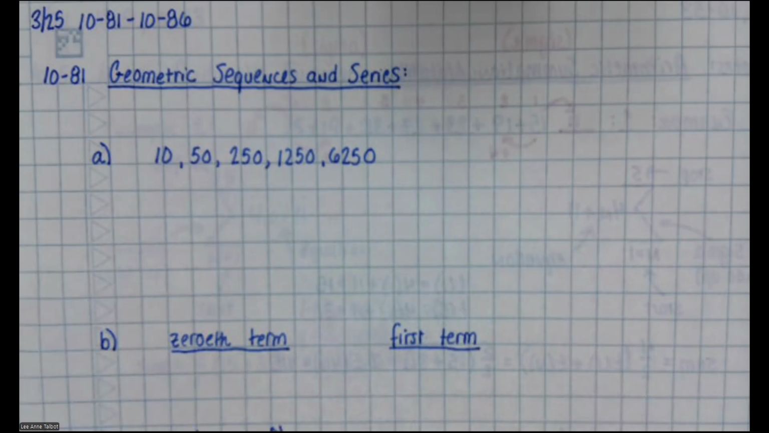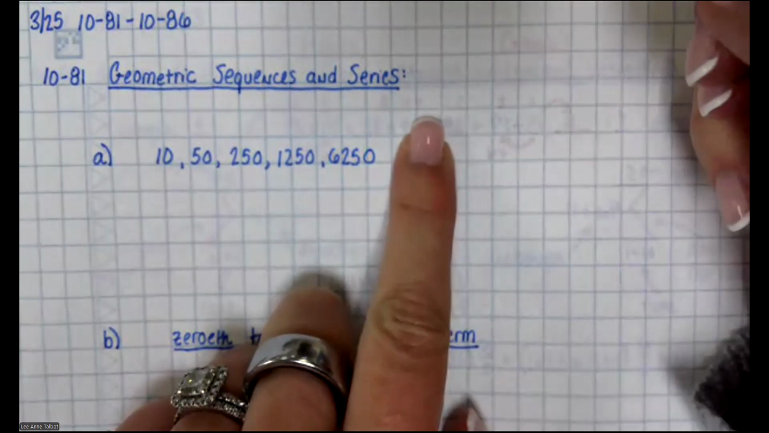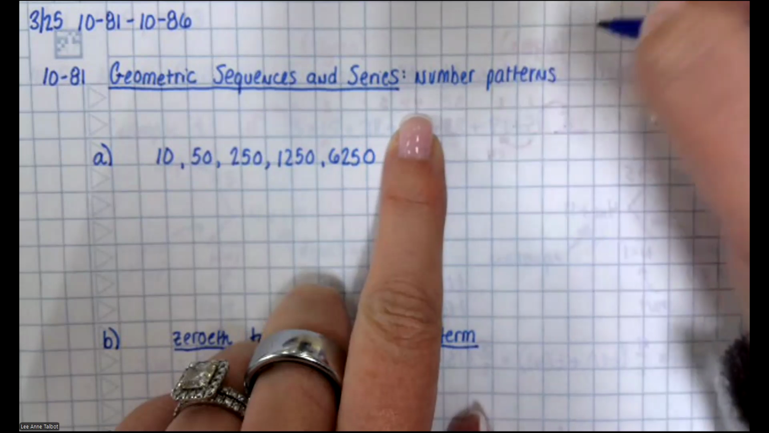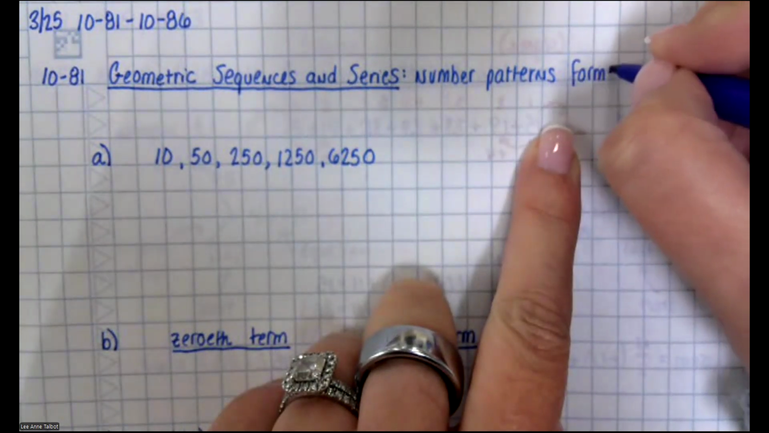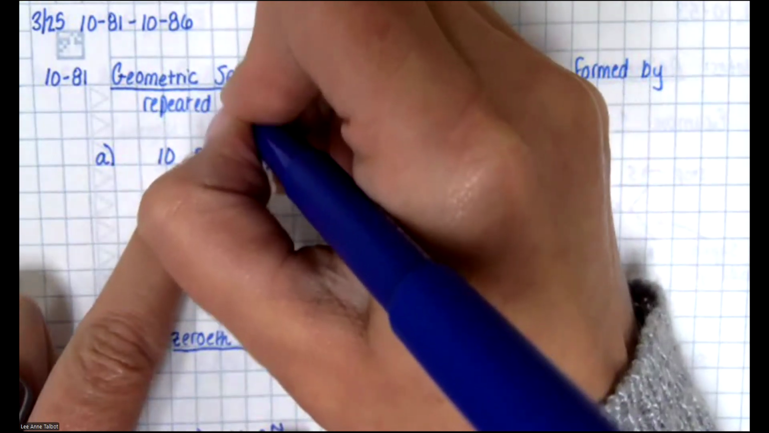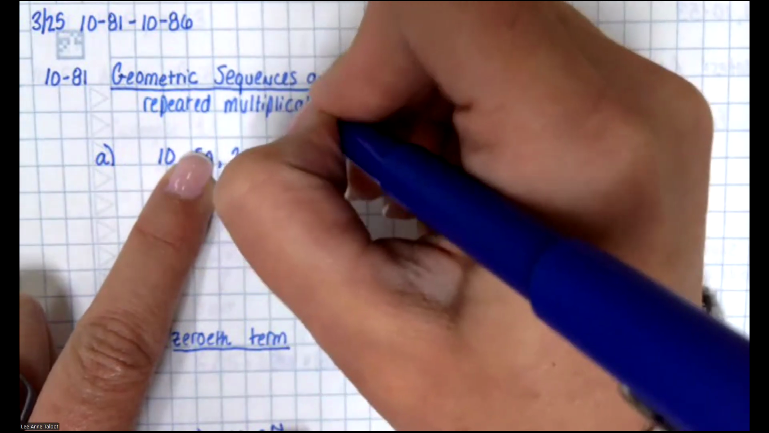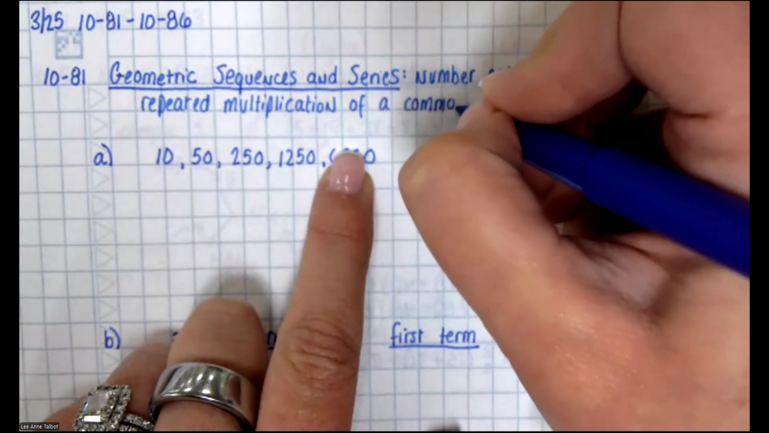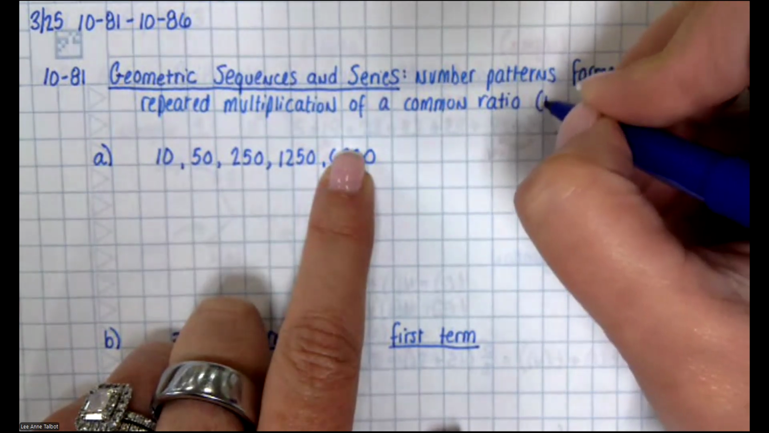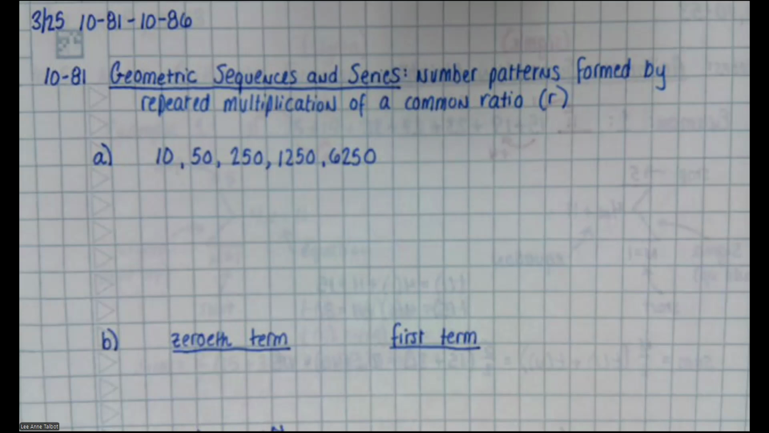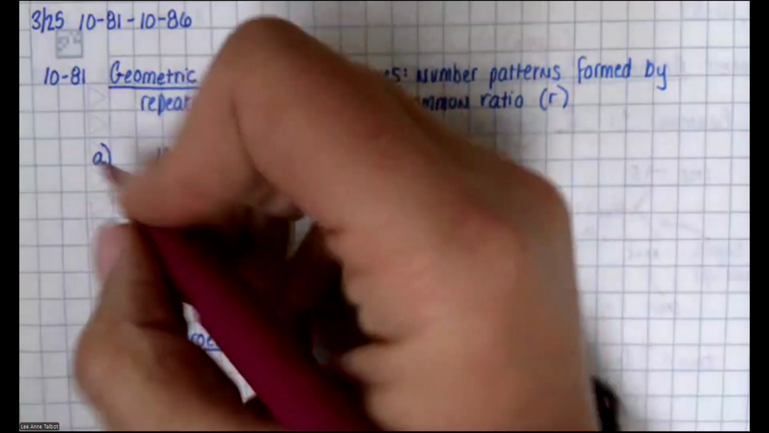Okay. The first thing I want to say is geometric sequences and series are number patterns formed by repeated multiplication of a common ratio R. So R is the multiplier for geometrics. In this example, can you guys tell what R is? Yes. R is 5.